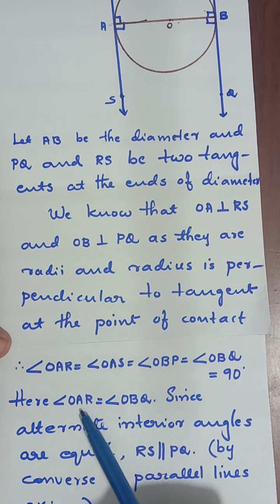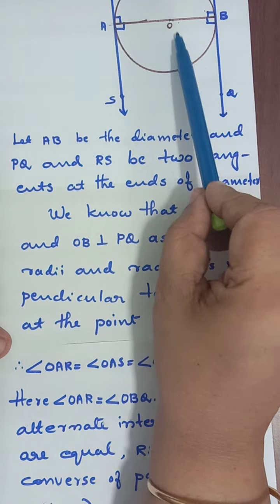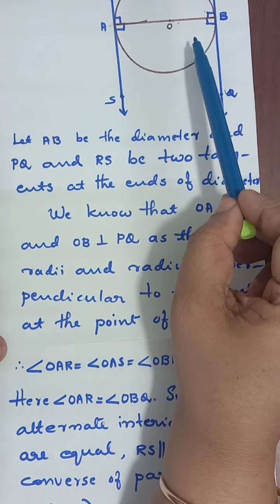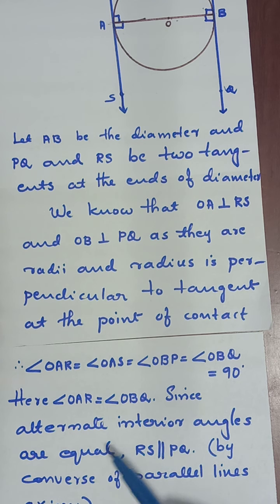Here angle OAR equals OBQ. OAR, you can see that in the figure, OAR, this angle, and OBQ, this one. So alternate interior angles I have considered here. Since alternate interior angles are equal, RS is parallel to PQ by the converse of the parallel lines axiom.